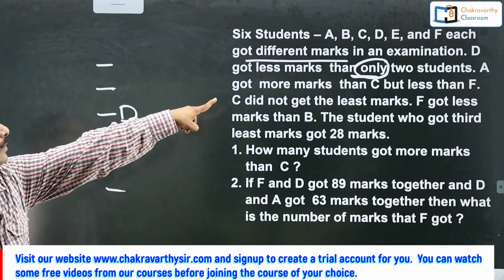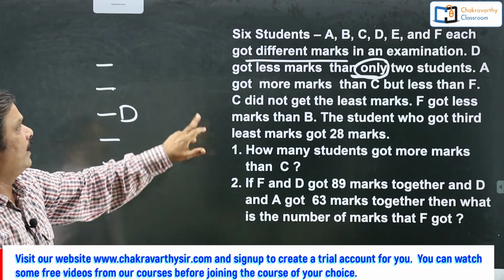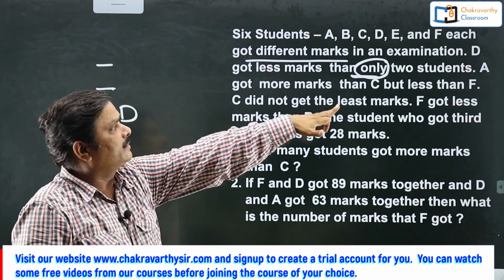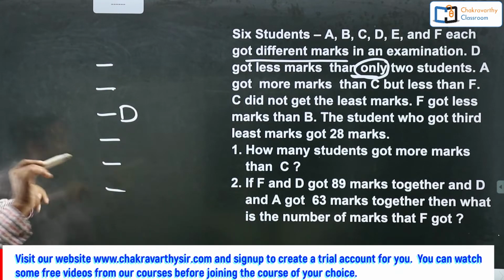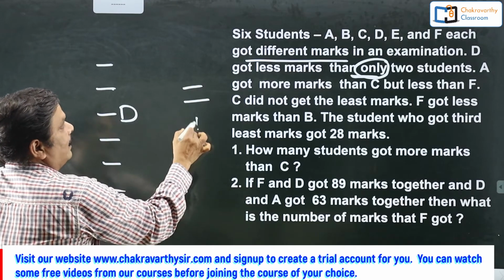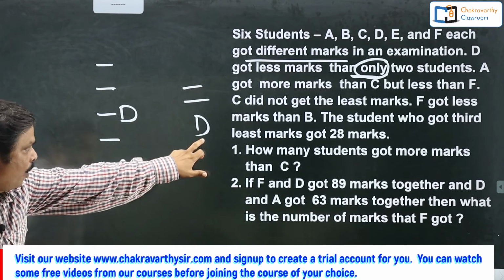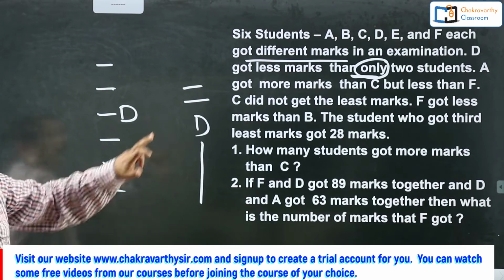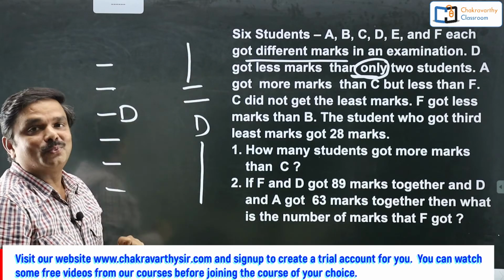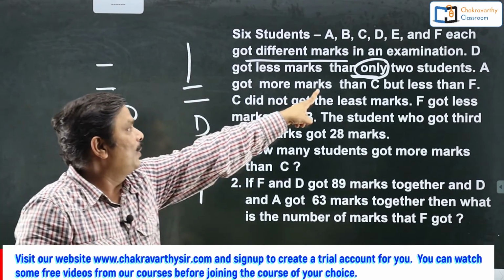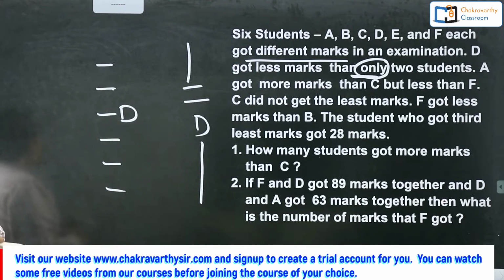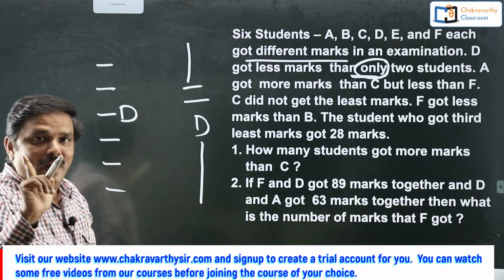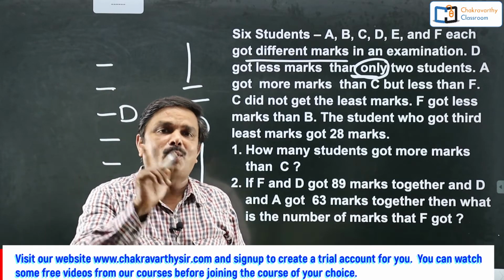Suppose if they have not used the word only, simply they have given D got less marks than 2 students, it means you cannot keep it directly on the chart. Rather you can say 2 students are there, D is here. But I don't know how many are there below D and how many are there above this one. After using the word only, you can confidently say that place of D is confirmed here. You must have got the idea. See students, very, very important point.